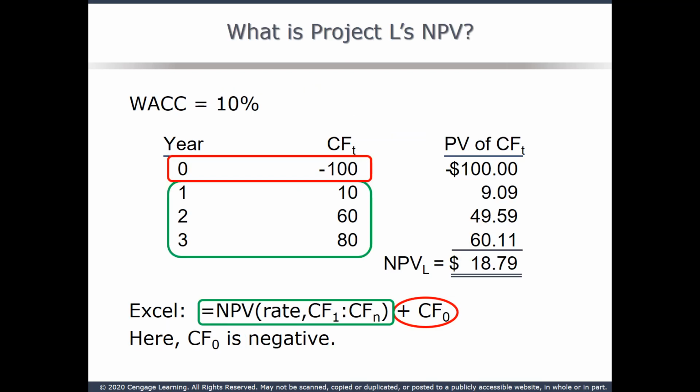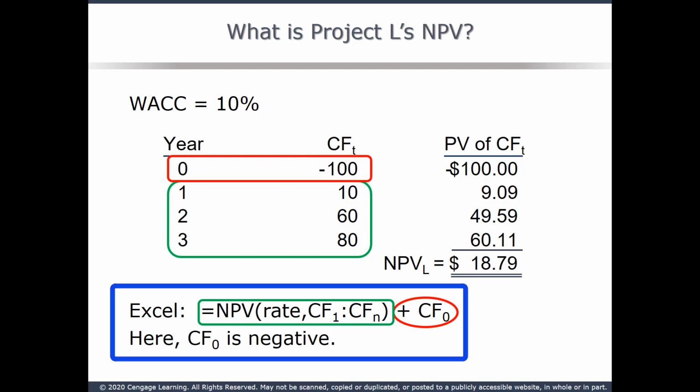Looking at Project L, here is the calculation of its NPV. Discount each cash flow and add them up. Since cash flow 0 isn't discounted, its value remains the same. Each successive cash flow is discounted by dividing by 1 plus the cost of capital raised to a power equal to the period. So the year 2 cash flow of $60 is divided by 1.10 squared. Note the Excel function example.